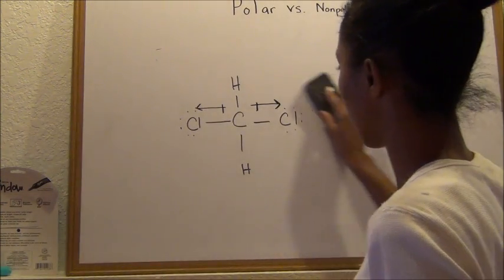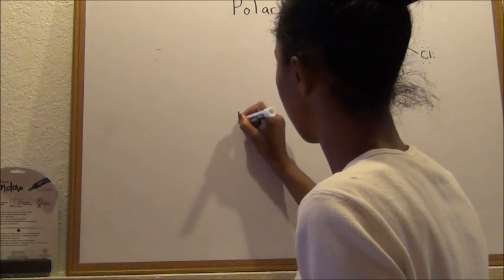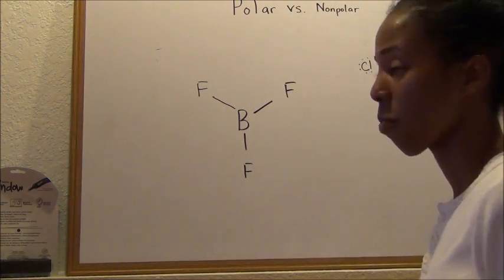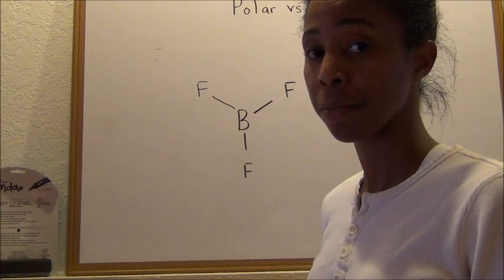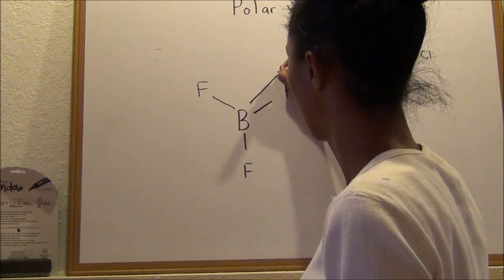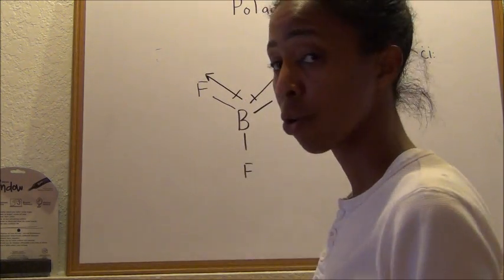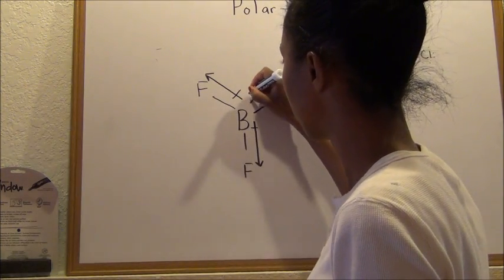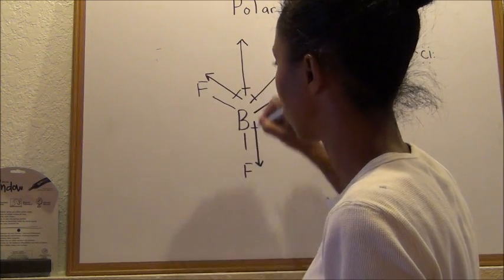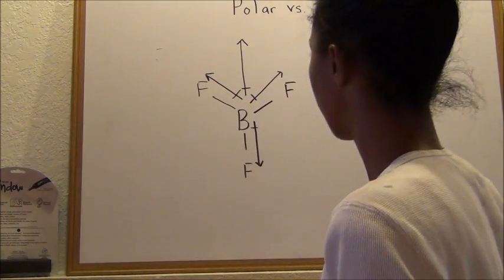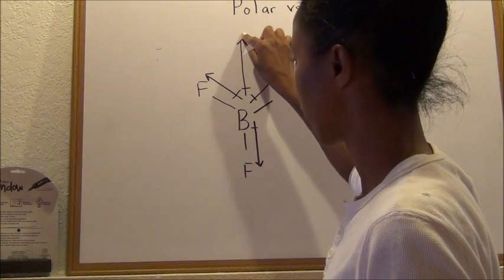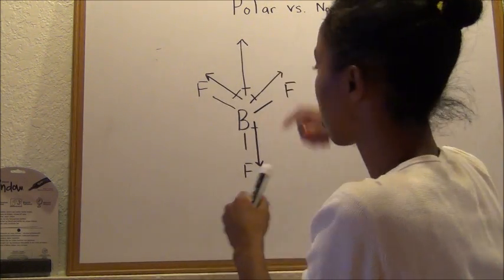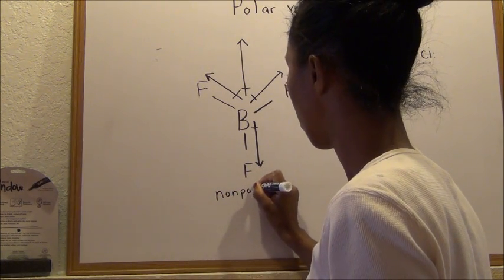Let's take a look at another example. What if I had BF3, boron trifluoride, and I wanted to know whether the molecule was polar or nonpolar? The first thing I'm going to do is draw in my vectors for my polar bonds. Now, if I add two of my vectors, I'm going to add the top two. It doesn't matter which two you choose. If I add my top two vectors, the resulting vector from these two vectors will go straight up. But you notice that I have another vector that's pointing straight down. So therefore, they cancel each other out. So this molecule would be nonpolar.